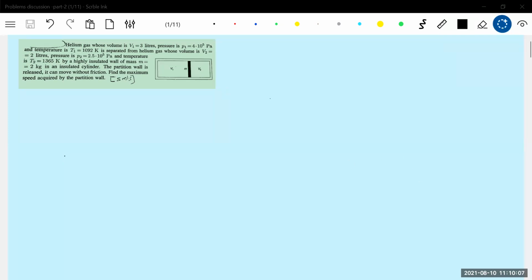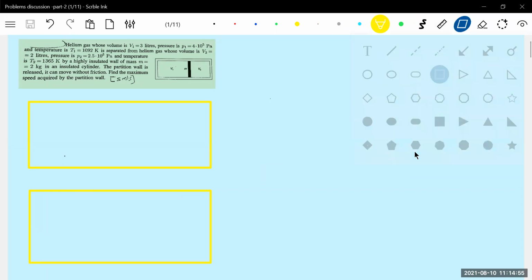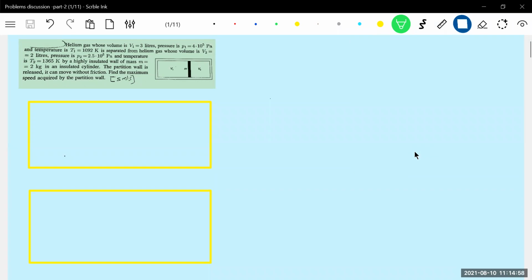Read the question. Initially the piston is somewhere here. V1 is 3 liters and V2 is 2 liters, so definitely I have to show the volume of gas on the left side to be more than that one. The piston has a mass M. Everything is insulated. Even the piston is also insulated.